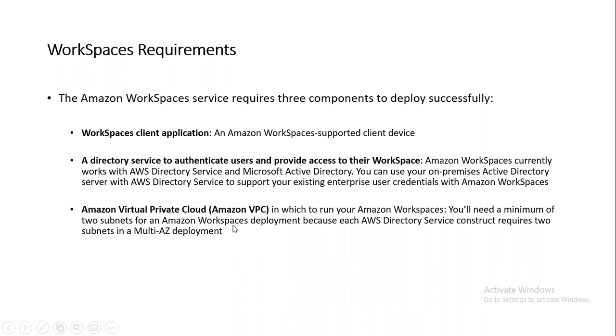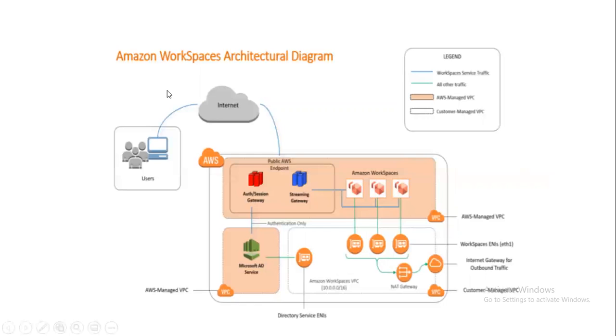Then you need a VPC. Obviously, you need a VPC to set up a network on which your Amazon workspace will be running. You'll need a minimum of 2 subnets for the Amazon workspace deployment, because each AWS directory service construct requires 2 subnets in the multi-availability zone deployment to ensure availability.